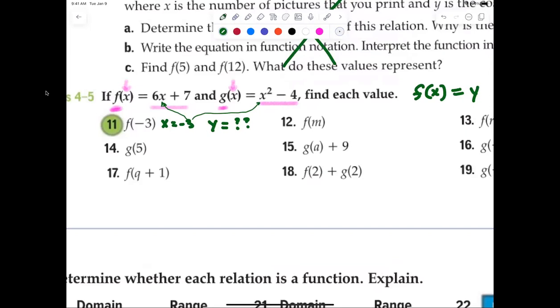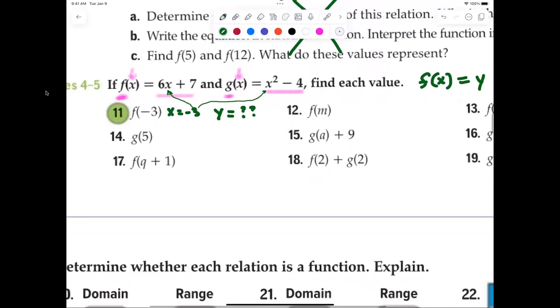All right. -3 goes in for X. When you solve it, that's the what? That's the Y value. So I'm now going to plug -3. So on your notes, you write F of negative 3 equals 6 times negative 3 plus 7. And because we are brilliant, what's 6 times negative 3? Negative 18. What's negative 18 plus 7? Negative 11. So f of negative 3 equals negative 11.